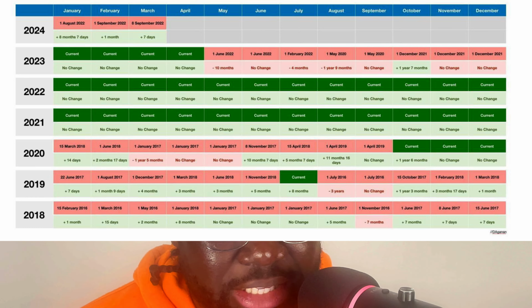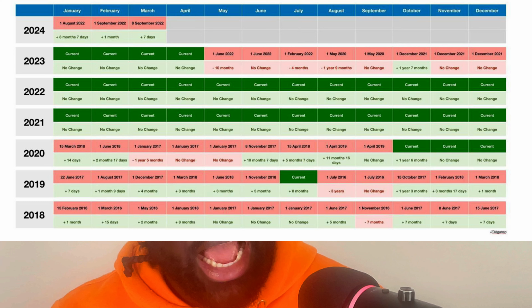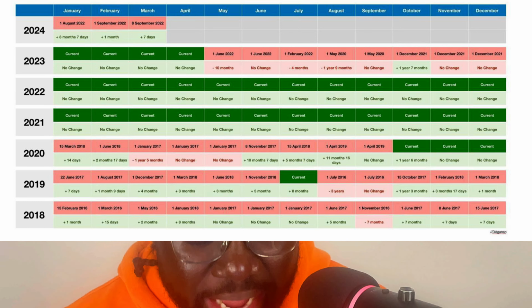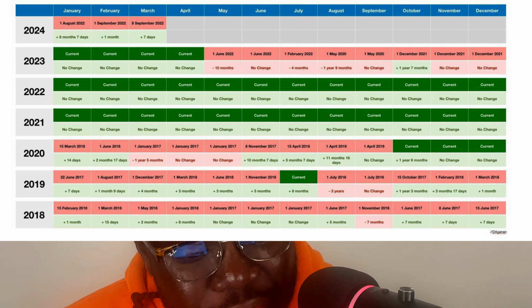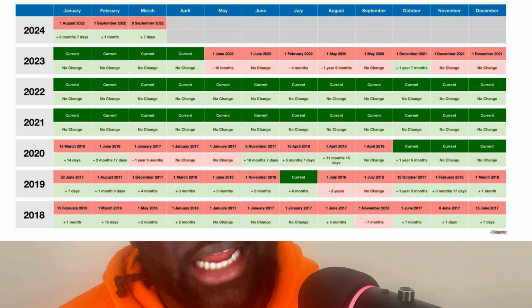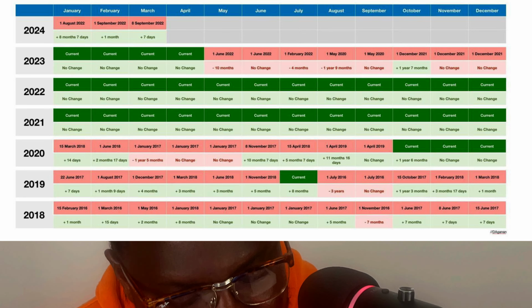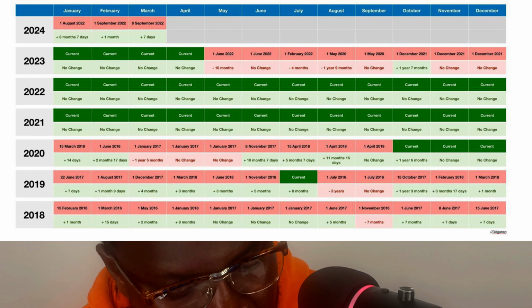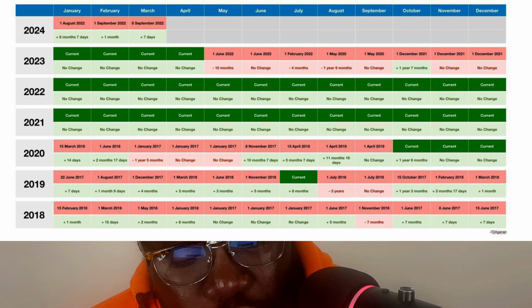Now, guess when the retrogression started? See, I can't even speak. My voice is retrogressing. Right, we move. So it retrogressed in May 2023. And when it retrogressed, they moved the date back to 1st of June 2022. That means it retrogressed 10 months. Now, this is key for us to understand.